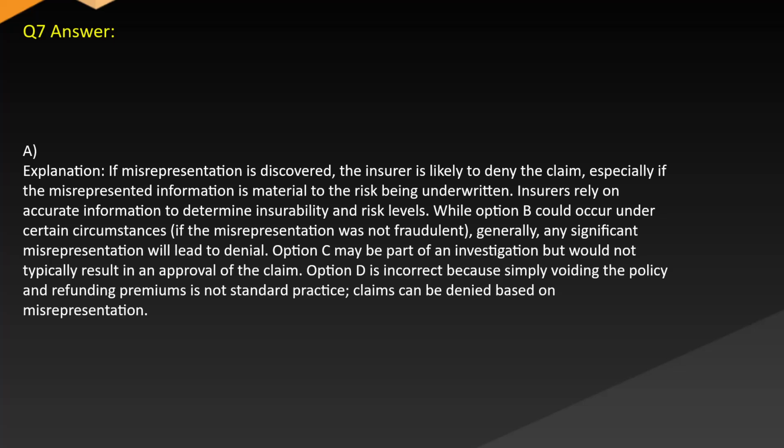Answer A. Explanation. If misrepresentation is discovered, the insurer is likely to deny the claim, especially if the misrepresented information is material to the risk being underwritten. Insurers rely on accurate information to determine insurability and risk levels, while option B could occur under certain circumstances if the misrepresentation was not fraudulent. Generally, any significant misrepresentation will lead to denial. Option C may be part of an investigation but would not typically result in an approval of the claim. Option D is incorrect because simply voiding the policy and refunding premiums is not standard practice. Claims can be denied based on misrepresentation.